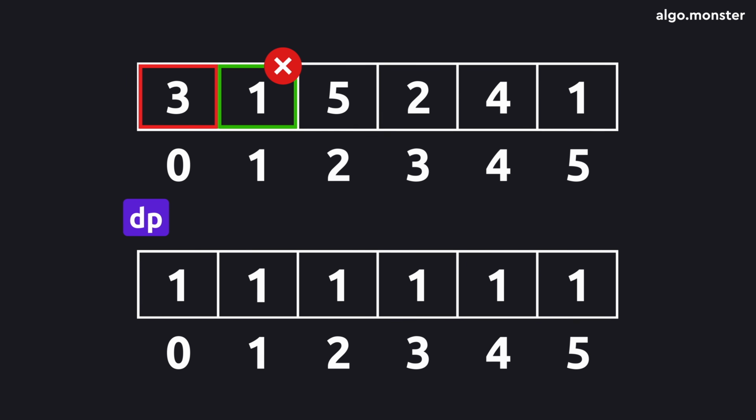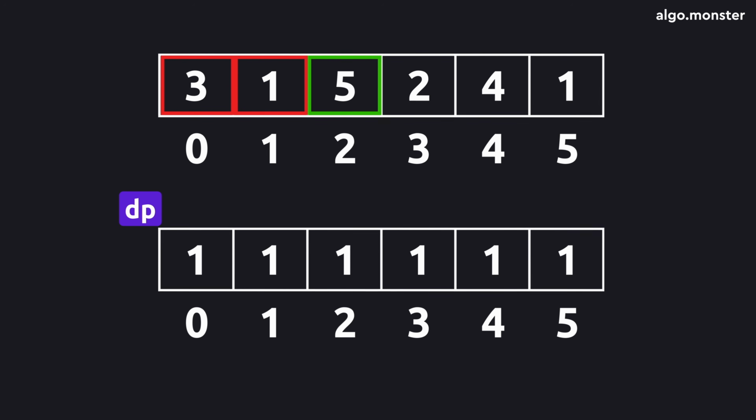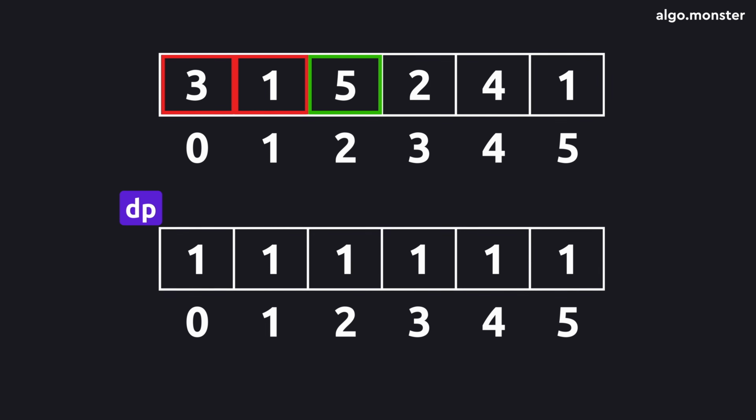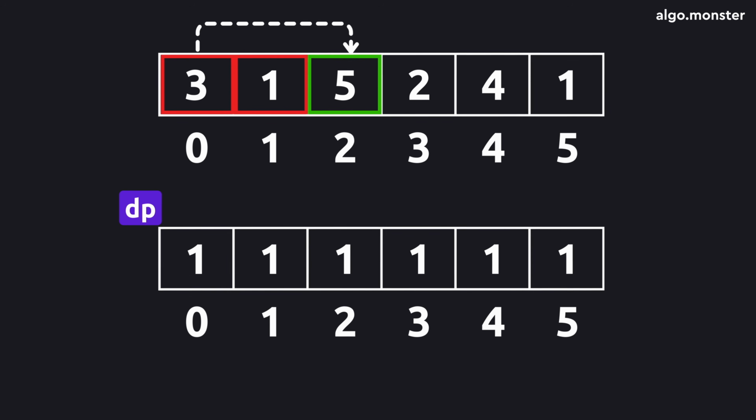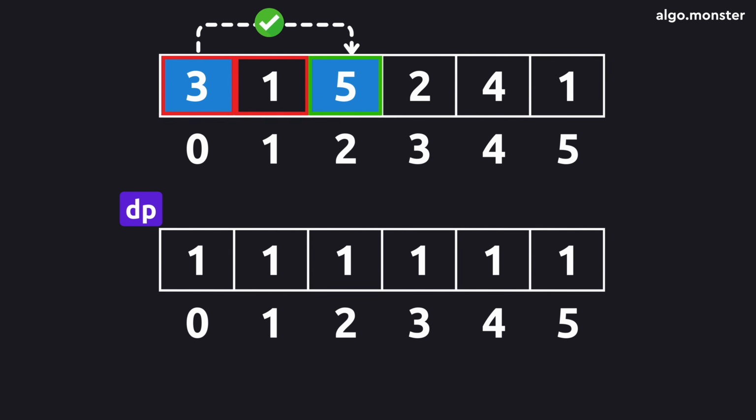No suitable candidates, so DP at this position stays 1. Then we look at element 5. It could form a subsequence with any of the previous elements, 3 or 1. First, we check the increasing condition for 3. Is 3 less than 5? Yes, so we can extend the sequence ending at 3.